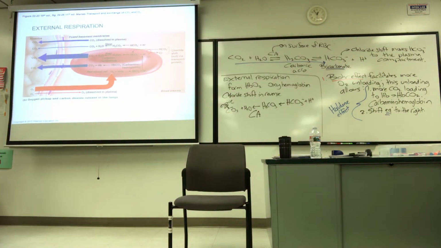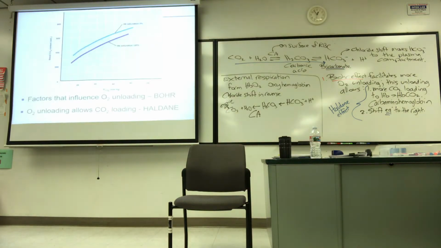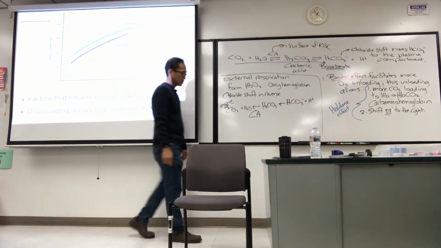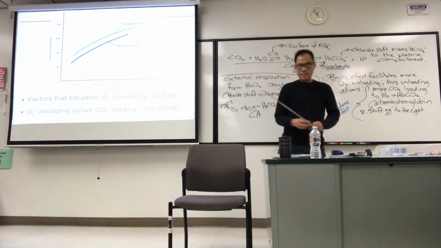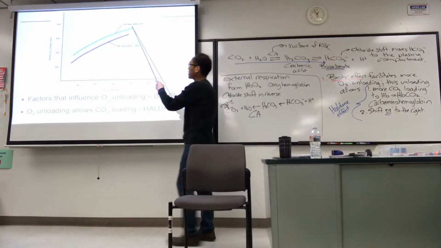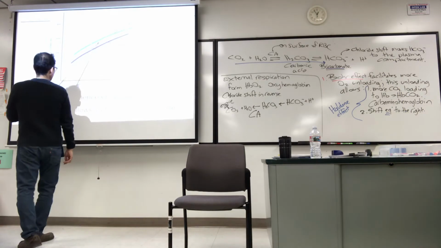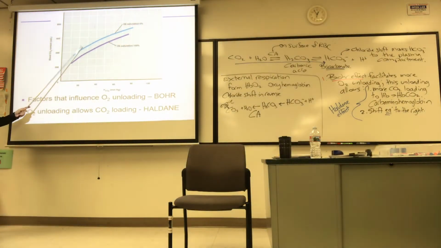I included one slide to illustrate the effect of the Haldane. But first, the Bohr effect happens first. The factors that affect more O2 unloading, that's the Bohr effect. But the O2 unloading influences CO2 loading, and that's the Haldane effect. So all you really have to understand about this is the light blue line is when hemoglobin is not saturated. They say 0%. That just means at any value of partial pressure CO2, you can get more CO2 into the blood because hemoglobin is not saturated. That's the only reason why I included this graph.